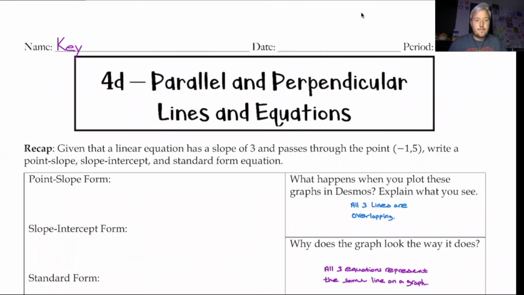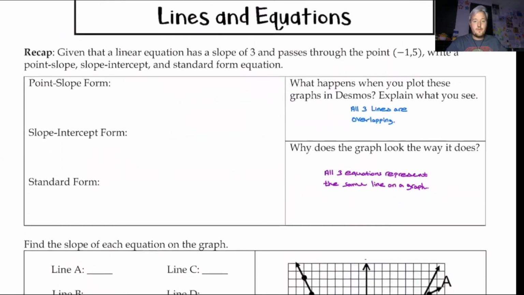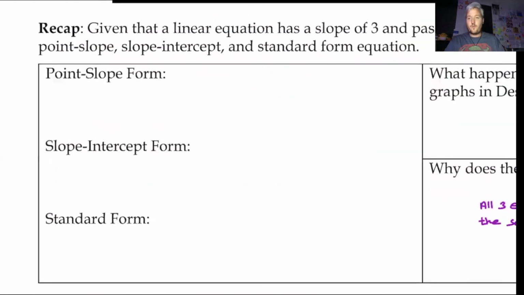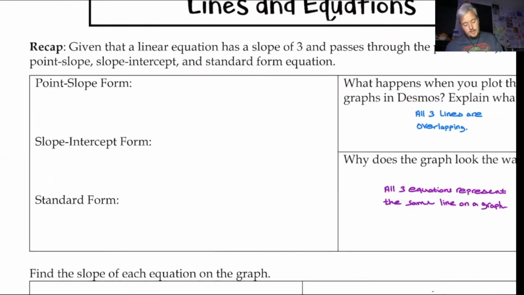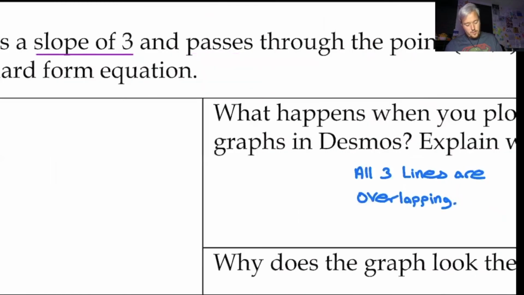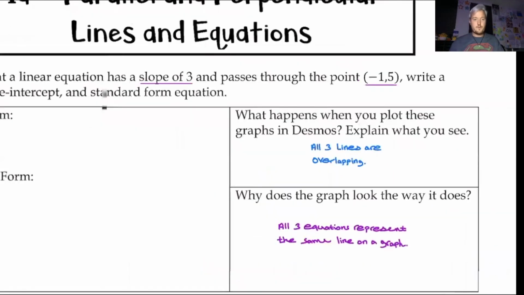Hello again. All right, so with 4D, we're going to be talking about parallel and perpendicular lines and equations. So for this top part, this is kind of a recap of what we did in 4A, B, and C, with slope-intercept form, point-slope form, and standard form. So given that the linear equation has a slope of 3, and it passes through the point (-1, 5), we want to write the equation in all three different forms.